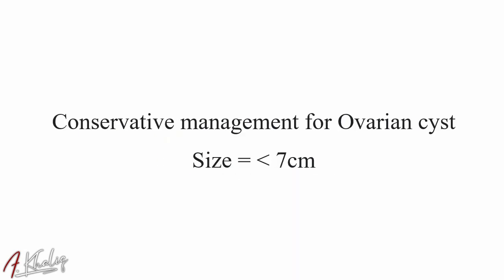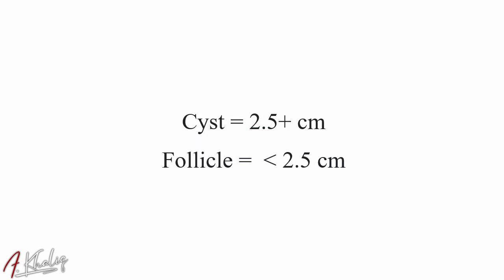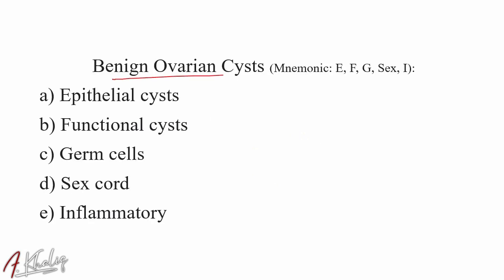Now, if the size of the ovarian cyst is less than 7 centimeters, you're going for conservative management. A cyst is defined as something which has a size more than 2.5 centimeters, and if the size is less than 2.5 centimeters in the ovary, it's just a follicle. For benign ovarian cysts, we have a mnemonic which is E, F, G, S, T, A, X and I. E stands for epithelial cyst. These are benign ovarian cysts. F, functional cyst. G stands for germ cell cyst. Sex cord, these are also a type of benign ovarian cyst. And finally, you get the inflammatory cyst, which belongs to benign ovarian cysts.